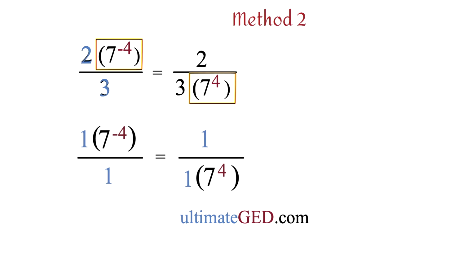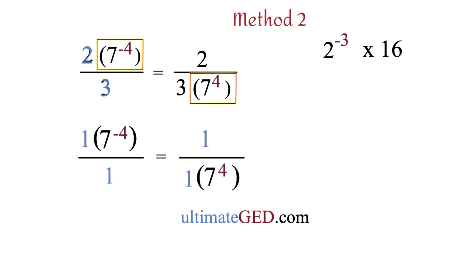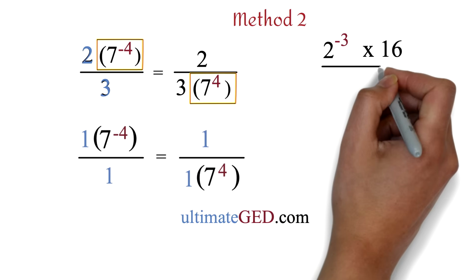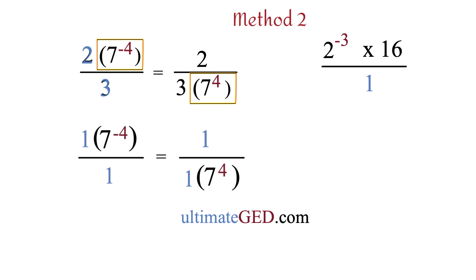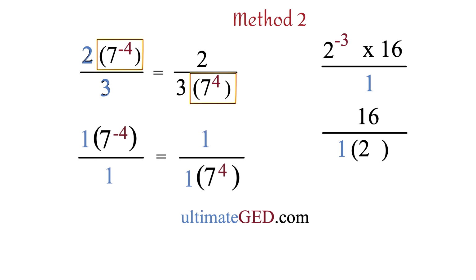Let's go to our question. We have 2 exponent negative 3 times 16. Here, we do not have a denominator, so we can use 1. We know we can move the 2 exponent negative 3 to the denominator to become 2 exponent positive 3. Notice that the exponent negative 3 became exponent positive 3. 1 times 2 exponent 3 is simply 2 exponent 3.